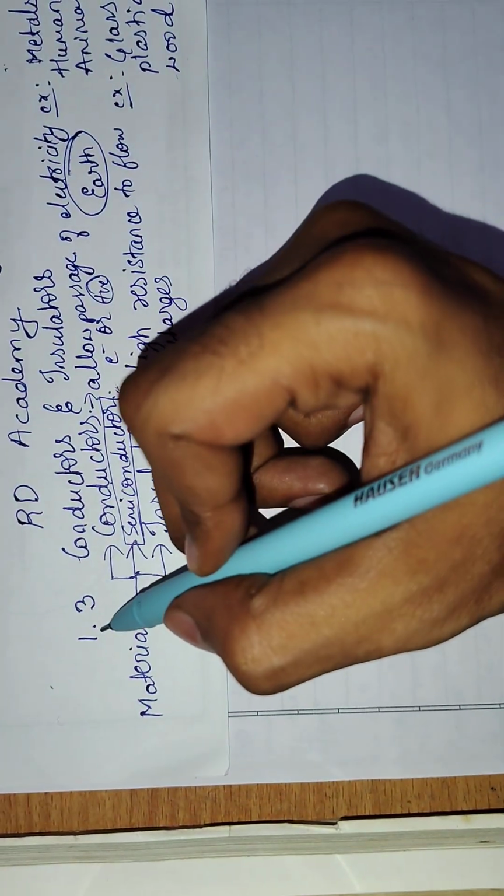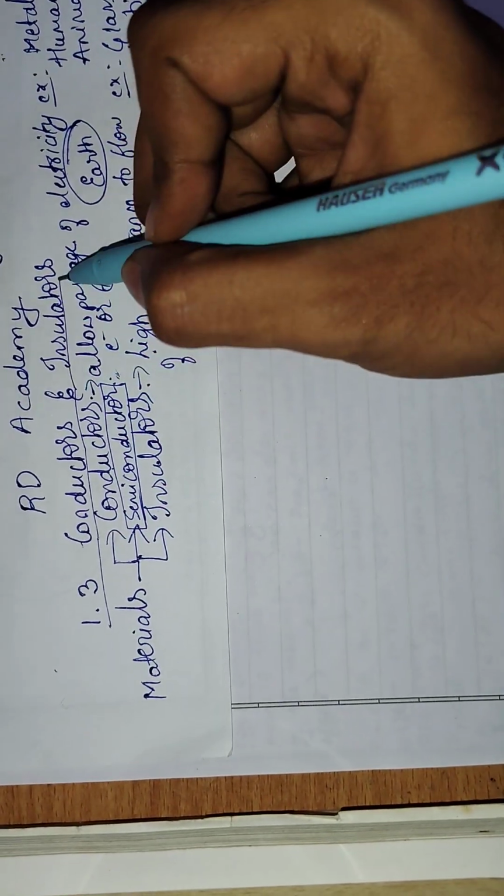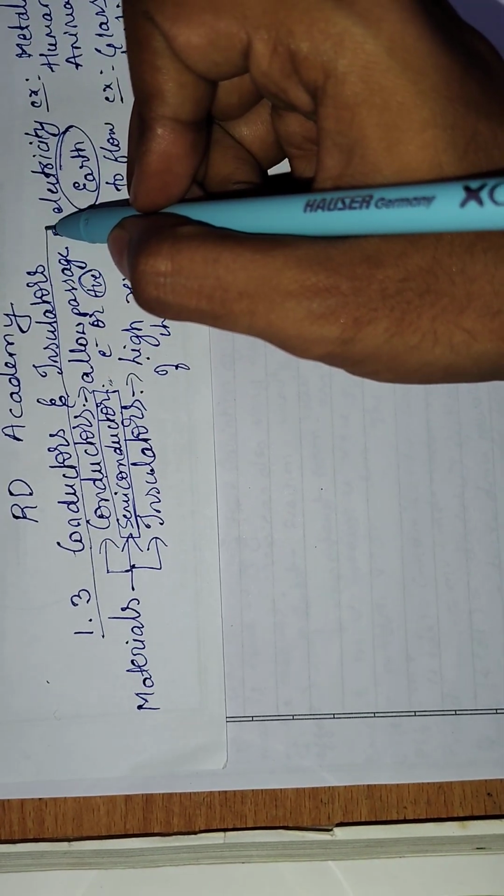So with this we complete this section 1.3, namely conductors and insulators.